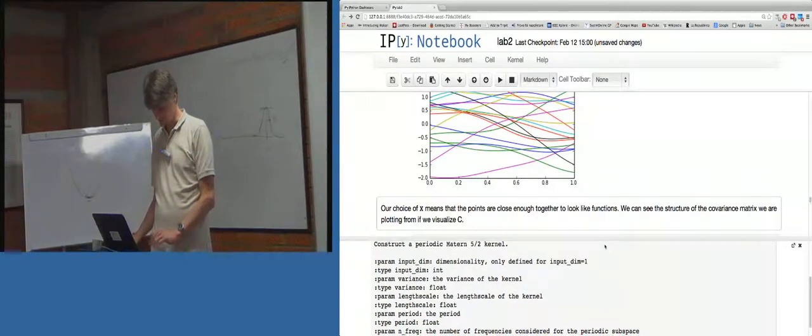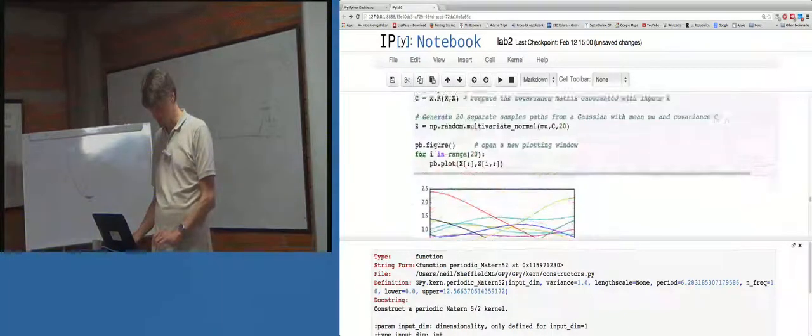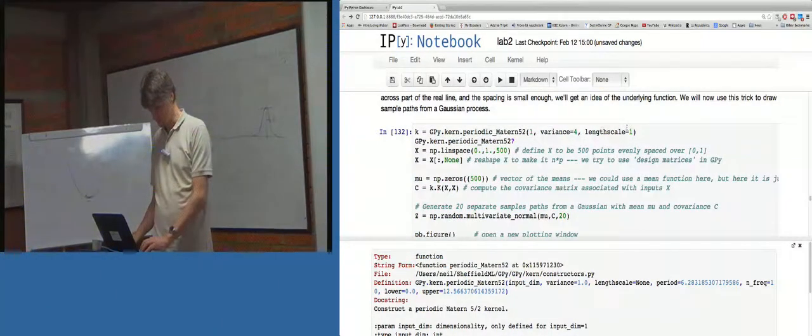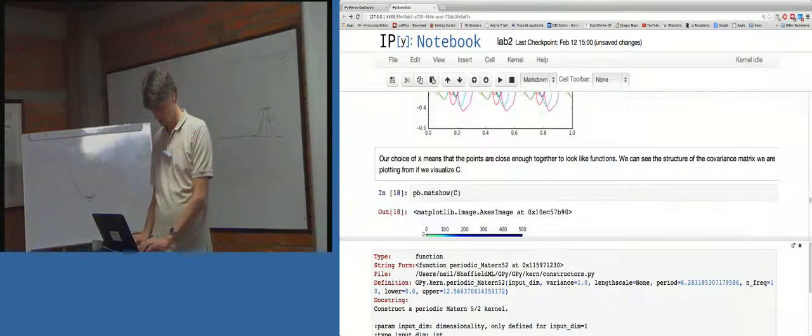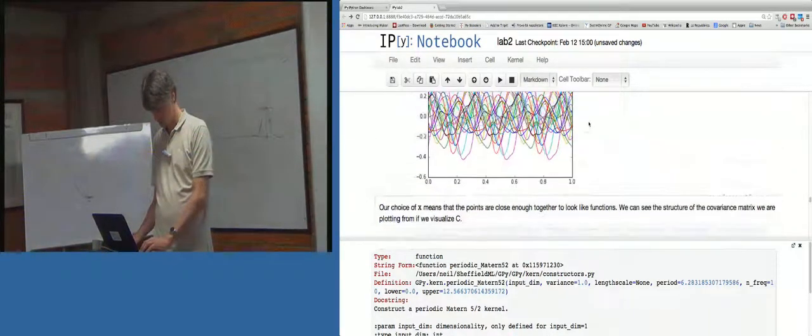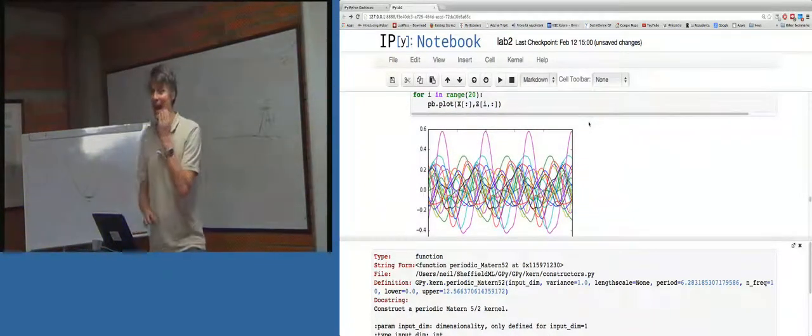Period, the period. Yep, it's called period. Okay, so I'm going to put that in as the period. So period equals 0.3. Is that small enough? Length scale equals 0.1. Let's see if that works. Okay, look at that. Yeah?